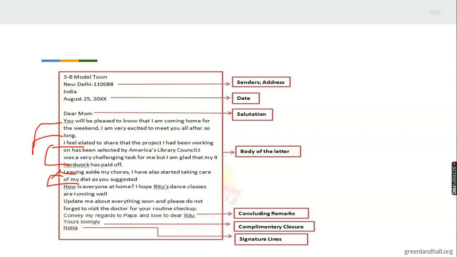Then look at this last part. That's the kind of concluding part. It says, how is everyone at home? I hope Ritu's dance classes are running well. Then it says, update me about everything soon. And please do not forget to visit the doctor for your routine checkup. Convey my regards to Papa and love to dear Ritu. Yours lovingly, Neha.